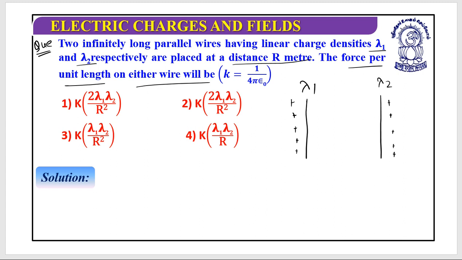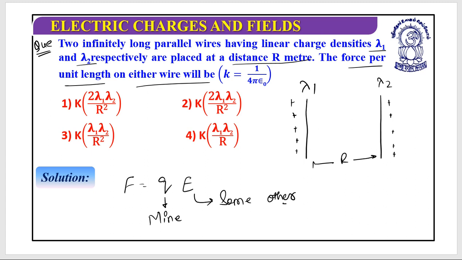Now tell me the concept. What can you do with this? The distance is r. Yes, you are right. It's F is equal to Q into E. When we were discussing this kind of questions in class, in the lectures, we were discussing that charge will be mine, while electric field will be of some other. So charge will be mine and electric field will be of some other.